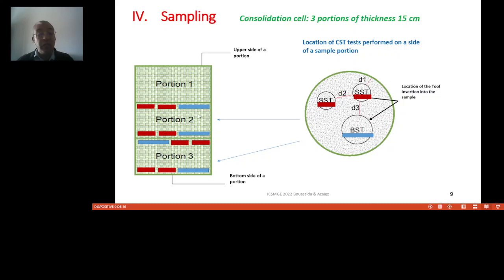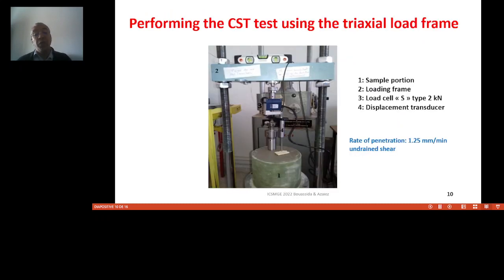So we can see that we performed 1, 2, 3, 4 tests with the CST using the big size tool, and about 8 tests using the small size. While for portion 1, we did not perform the CST test. Here we see the equipment we used.